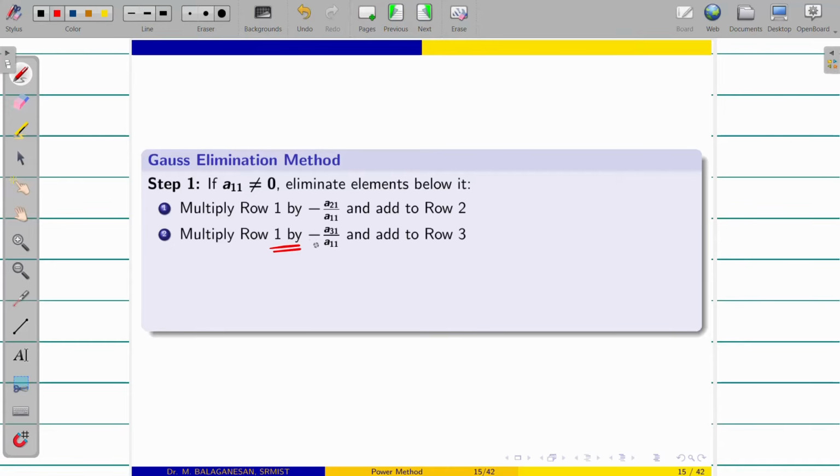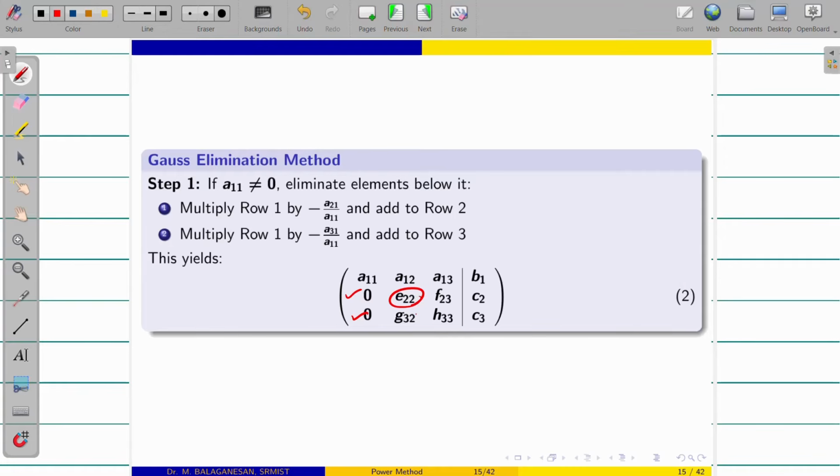Similarly, try to do the same for row 3, and we can get the answer. I will explain with an example, and you can easily understand the concept. So the first step is over. We reduced the first column to 0. Now what do I have to do? This should be the pivotal element. Pivotal element means what? It should not be 0. It should be 1. Then only we can do it.